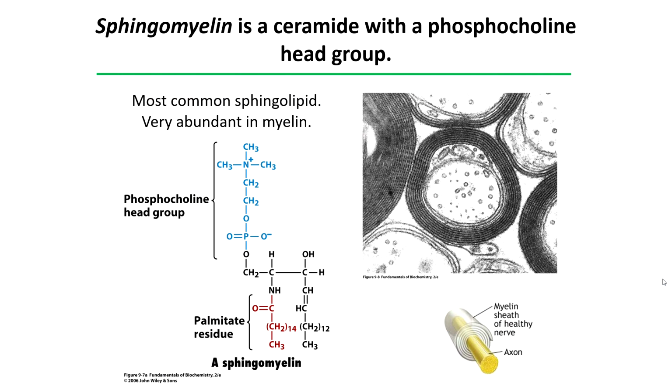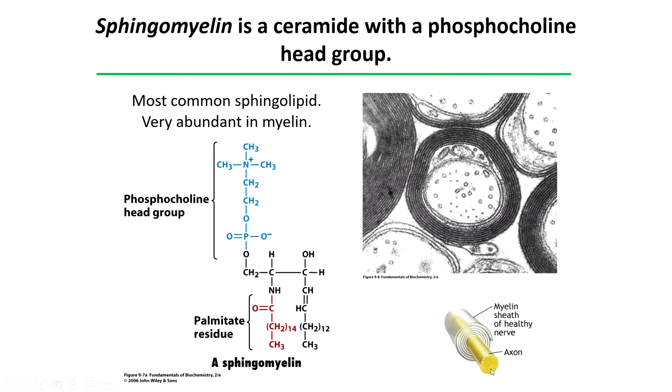Let's look at sphingomyelin more closely because this is a really important structural component of nerve cells. Sphingomyelin is a ceramide with a phosphocholine head group, and so it has a sphingosine backbone, a fatty acid chain linked to it by an amide group, and a phosphocholine head group, which is a phosphate group attached to this choline nitrogen group, which is a nitrogen attached to different methyl groups. Sphingomyelin is the major component that makes myelin, the myelin sheath of your nerve cells.